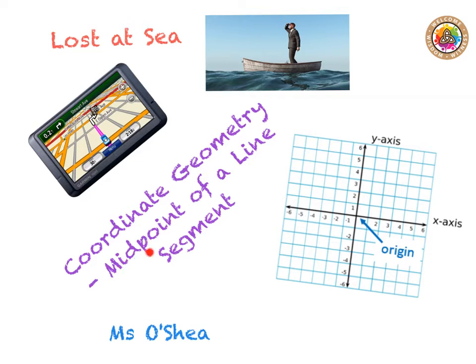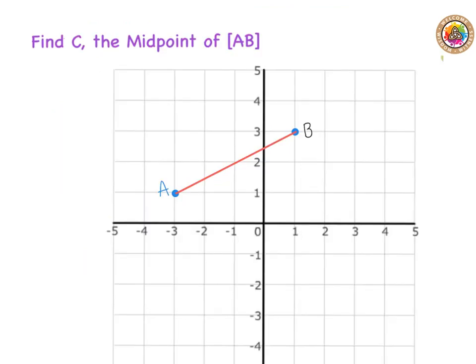Okay, and so today in Lost at Sea, we're going to look at the midpoint of a line segment. So how to calculate the midpoint. Okay, so here we're given 2 points, A and B, and a line segment between them. So it's the line segment AB, and we are asked to find the midpoint of the line segment. The midpoint is exactly like it sounds. It's the midway point between A here and B here.